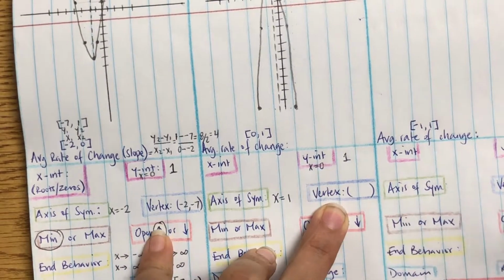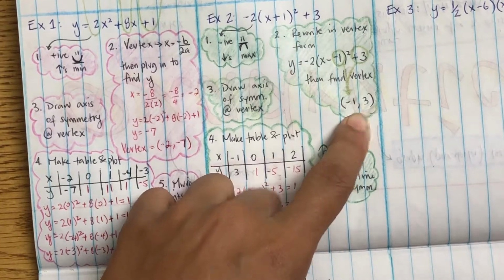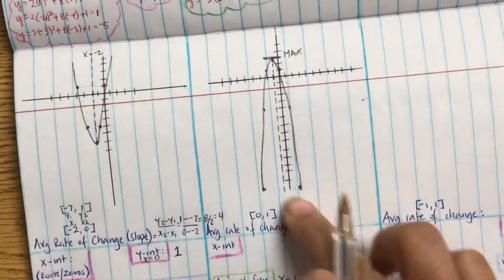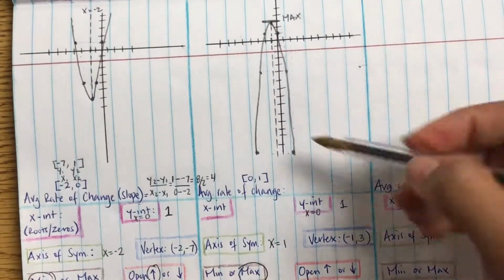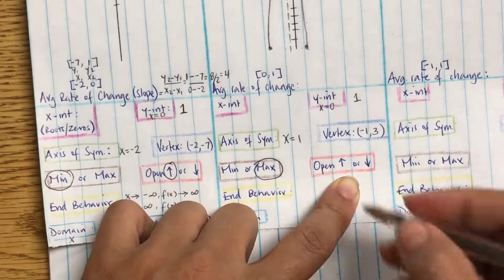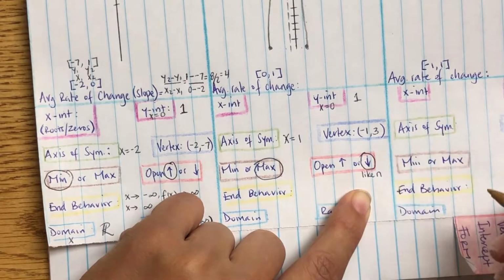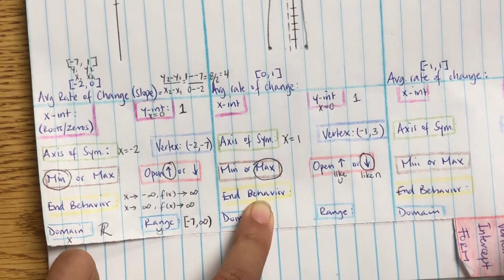Where it goes to the x one time. The vertex was already answered before, but just reading it off the graph, it's negative 1, 3. Is it a max or minimum? It's a maximum because it never ends going down, right? Does it open up or open down? It's a sad face, so it opens down. So listening check, color in like N and like U. So open down is like an N, opening up is like a U.